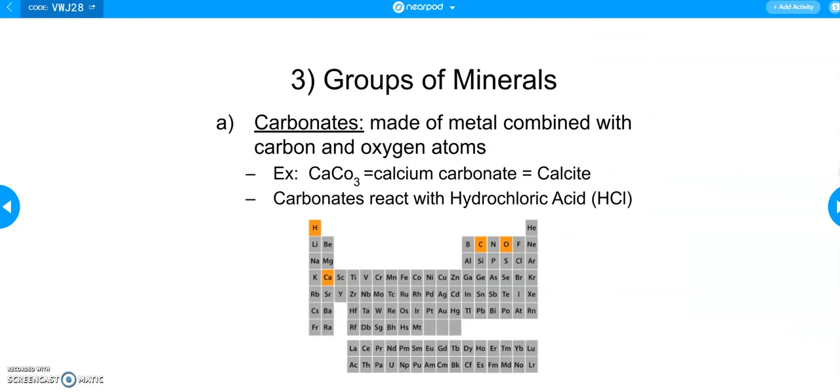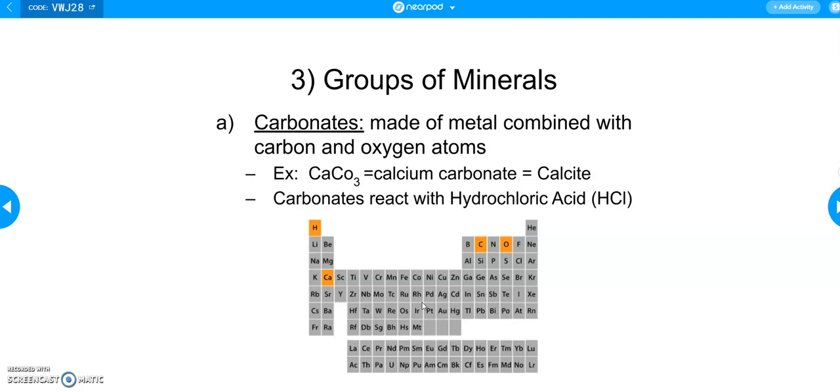So some groups of minerals, we have carbonates. Carbonates are made of metal that are combined with carbon and oxygen. So you can see here we have hydrogen, calcium, carbon, and oxygen. They all react together to make this relatively weak mineral. We see this with limestone, we see this with calcite.